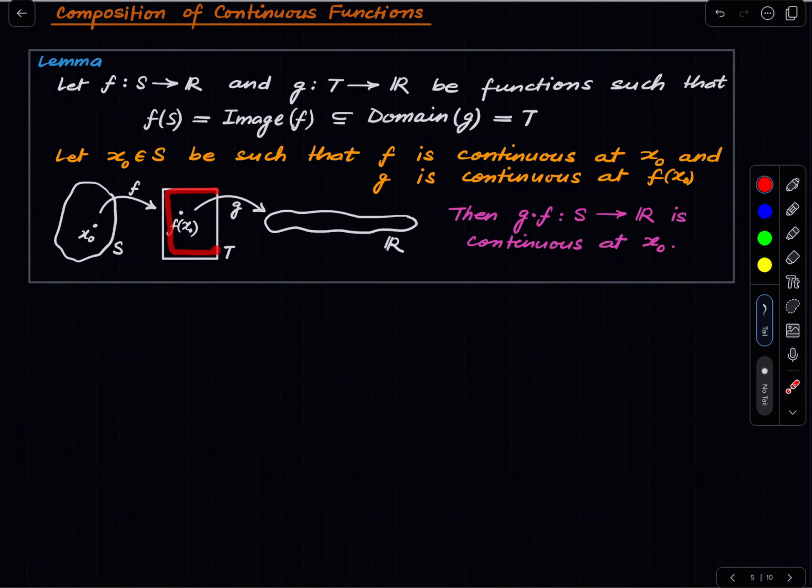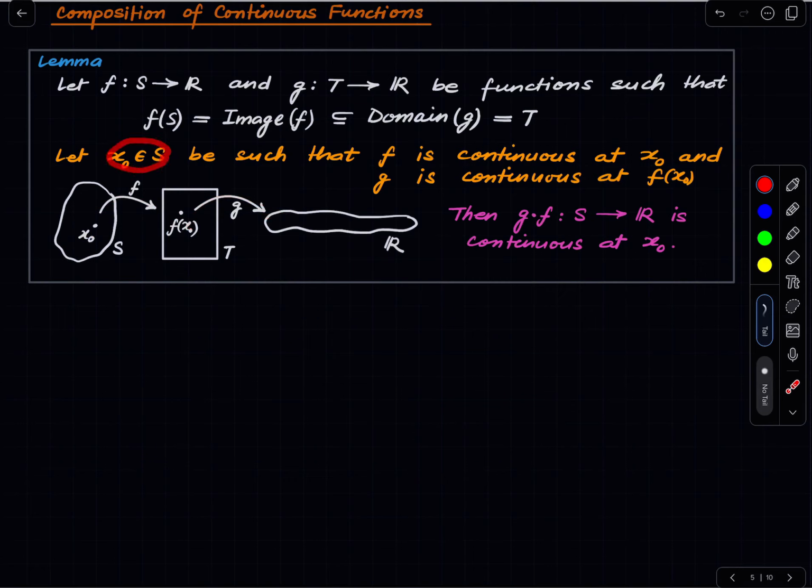Now the domain of g is represented this way. That is the set T, and the function g takes it to real numbers. And f is a function whose domain is S, but its image is contained in the domain of g. So this is one way to diagrammatically represent it. Each point of S is taken inside the domain of g under f, and then g does what it does.